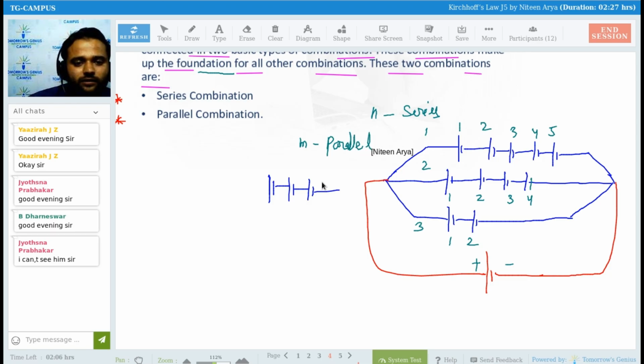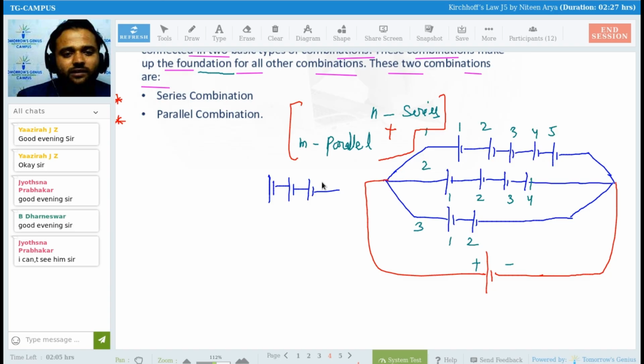And they are combined together. Is this clear? What I am doing, just connect 5 cells in one series, then 4 in one series, then 2 in series, and all together I connect in parallel. So there are mixed connections. In a proper way, they are known as mixed ones.